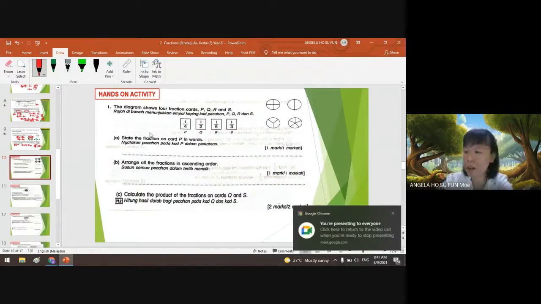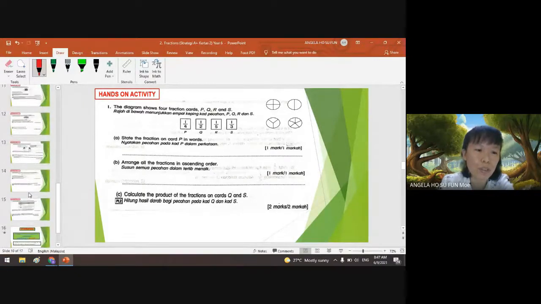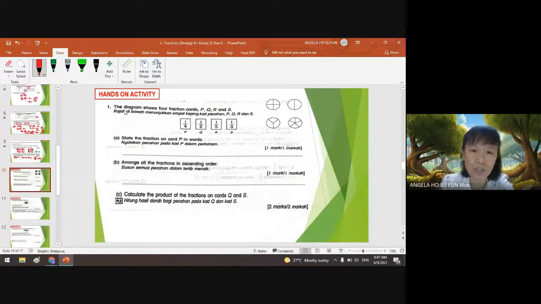Right, now hands-on activity. All right, we have about 15 minutes again. So I just have a few questions for you to do. See how many we can do in this hands-on activity. Get ready your draft paper. Okay, you count. And then after that, when I randomly pick and call you, you tell me what your answer is for this question. Okay? Okay, we start from question number 1.